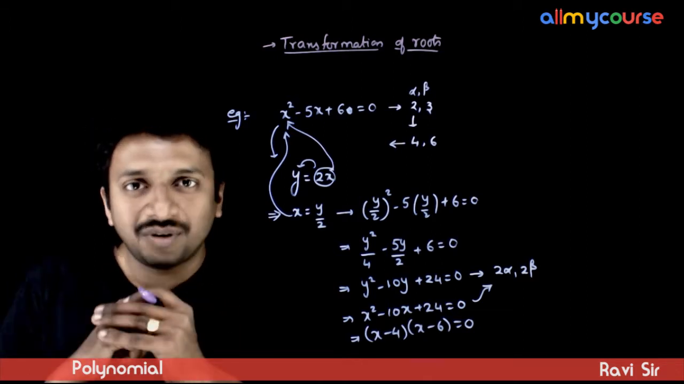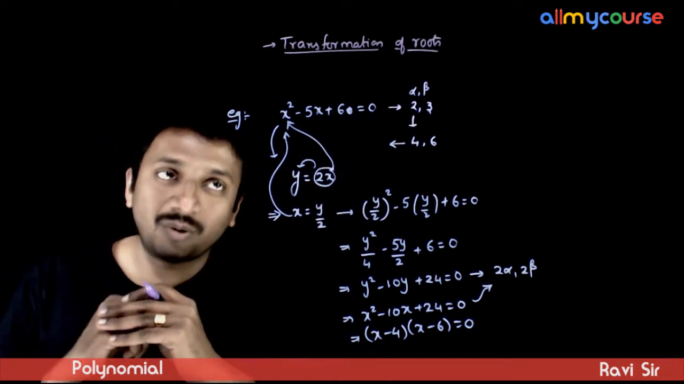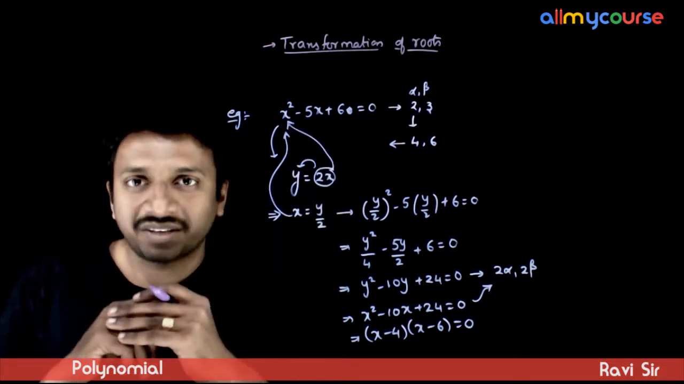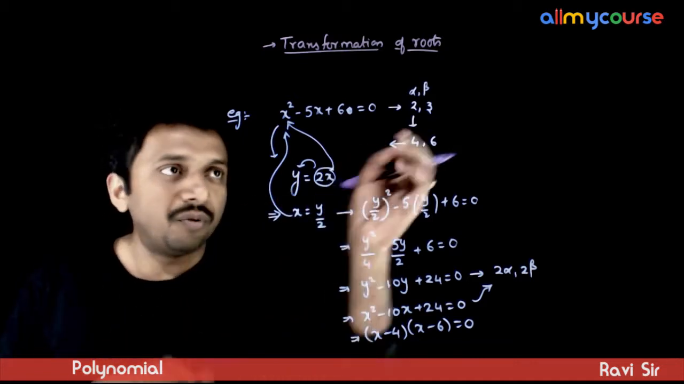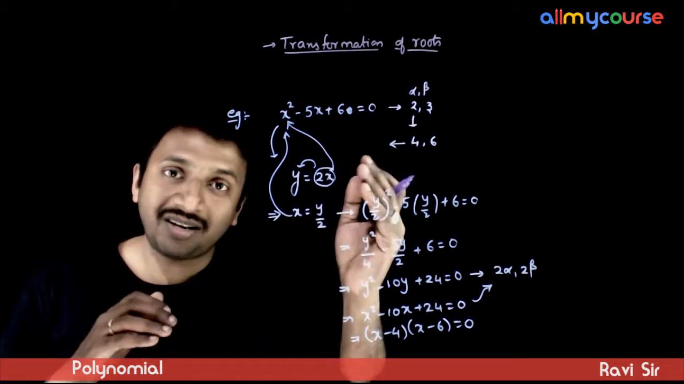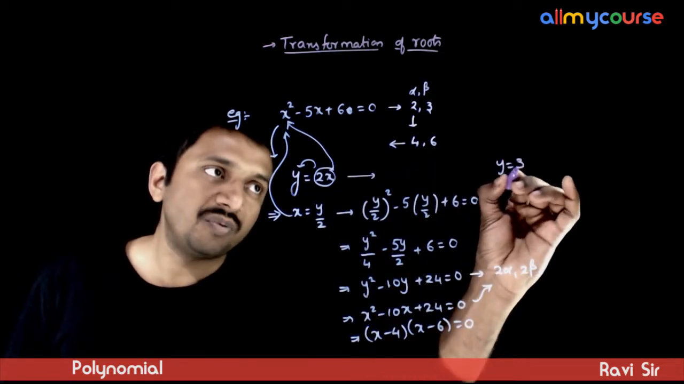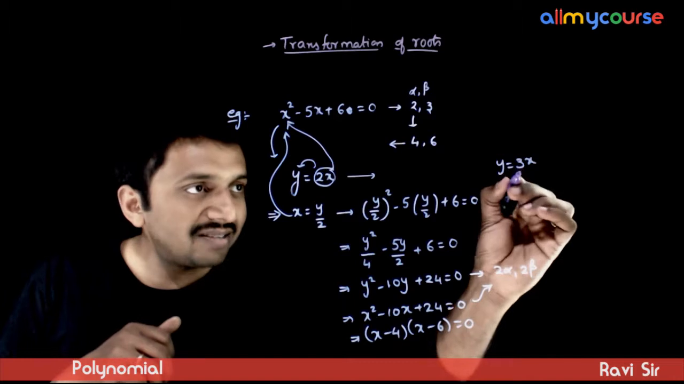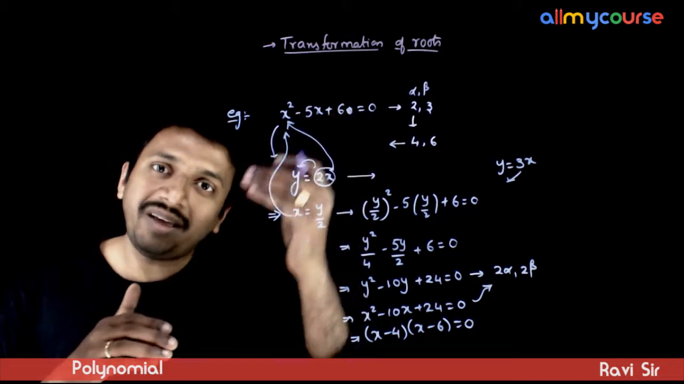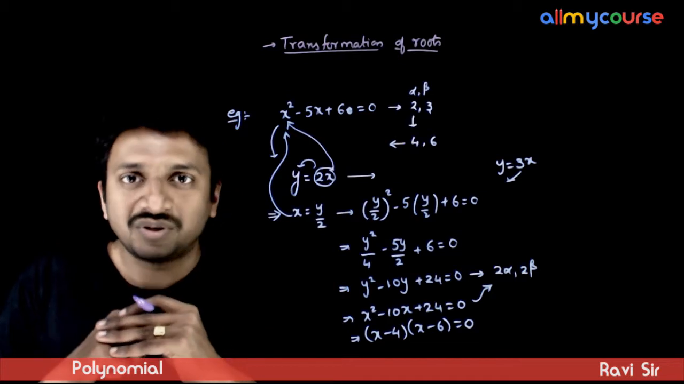So effectively, what have you done? If you want an equation whose roots are 2 times the roots of the original equation, you just need to put y by 2 in the place of x. If you want the roots to be triple, we take y is equal to 3x and x is equal to y by 3. So if you want the roots to be 3 times, you have to put x is equal to y by 3. This is a general process in which we transform the roots.